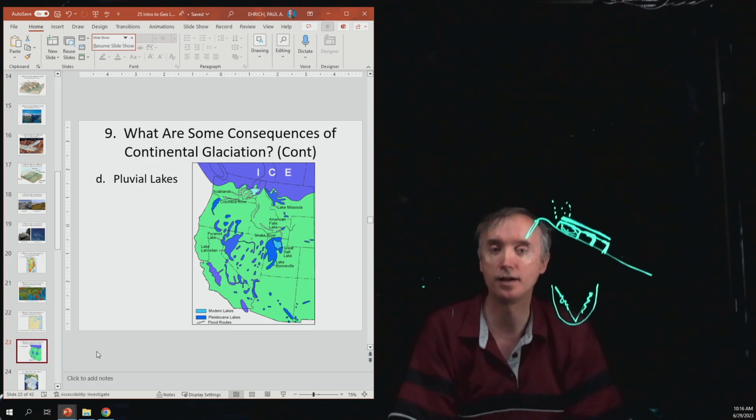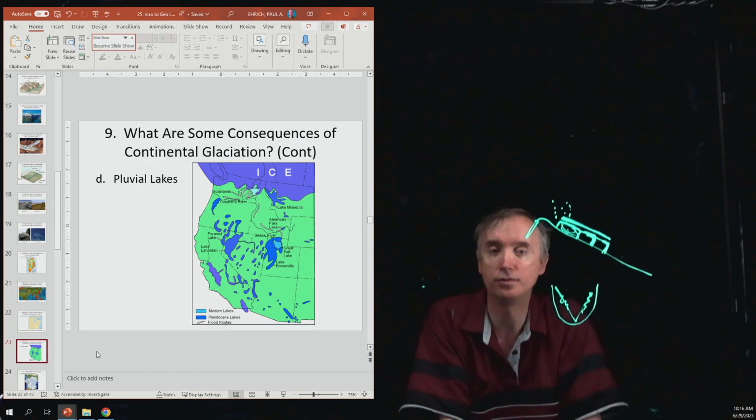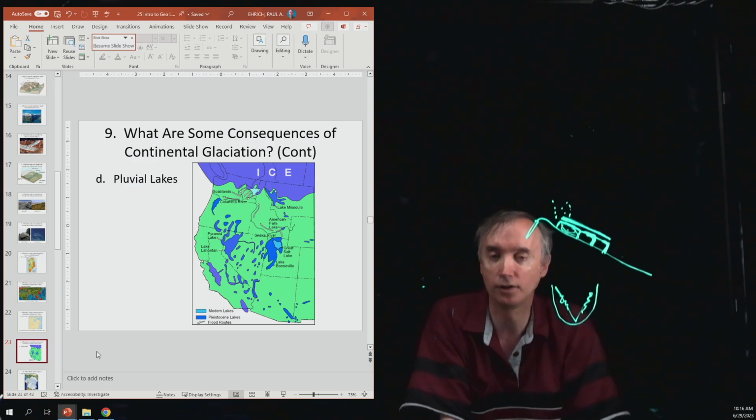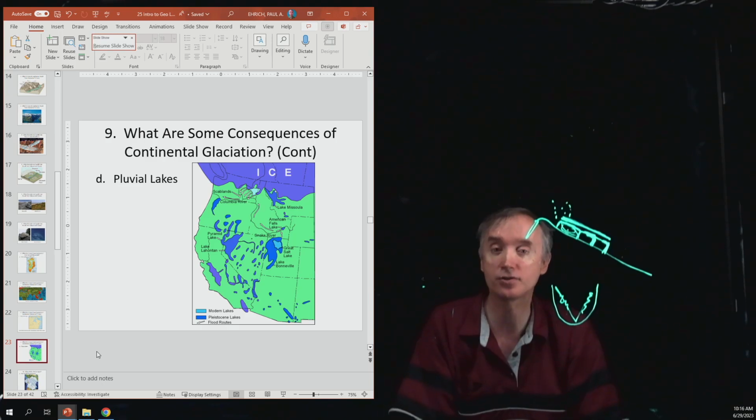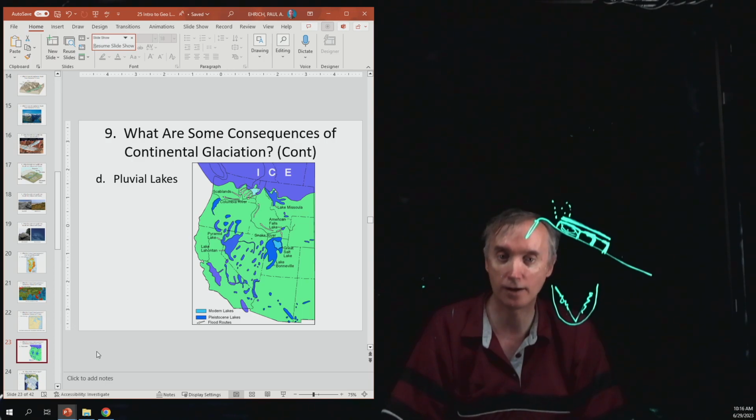Another thing is that during the ice ages, there were very, very large lakes in North America because the rainfall actually increased during the ice ages in North America. So there were these very large lakes, and for example, the Great Salt Lake used to be much, much larger in the past, but it has evaporated back to what it is today.